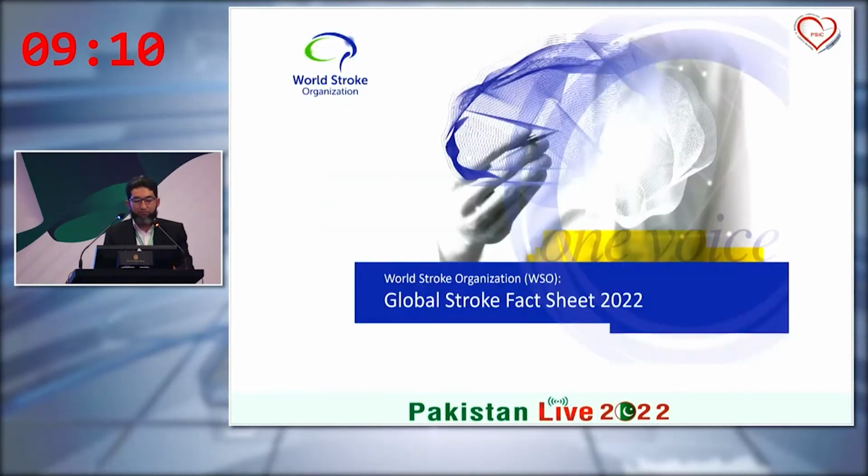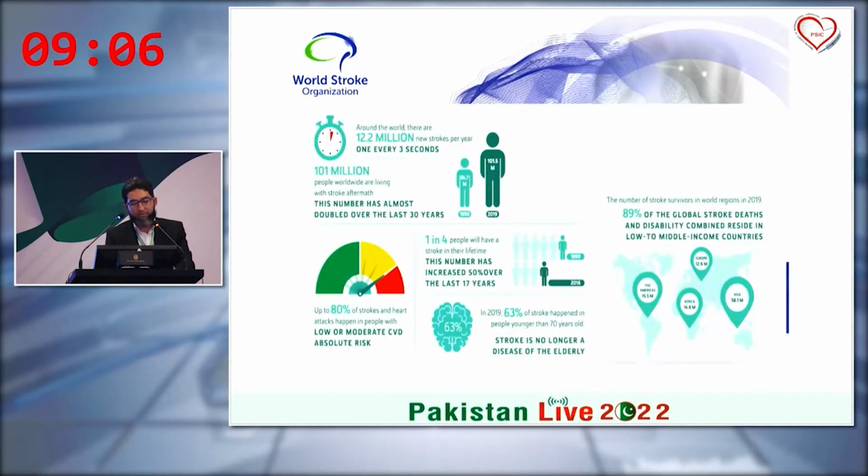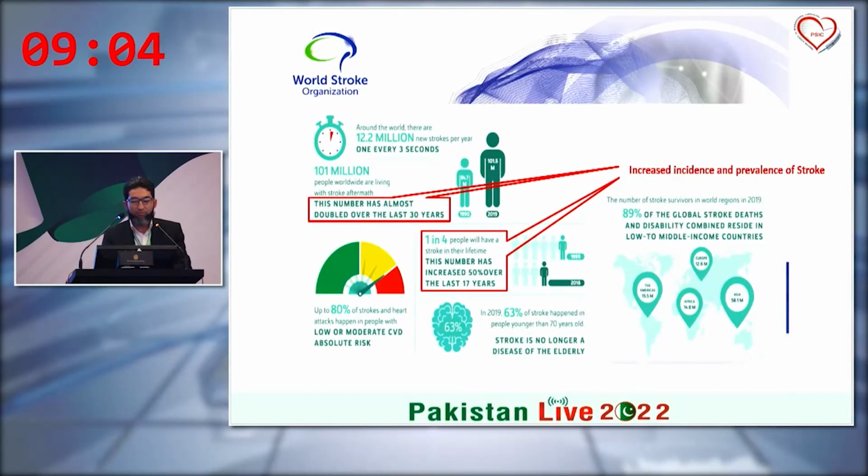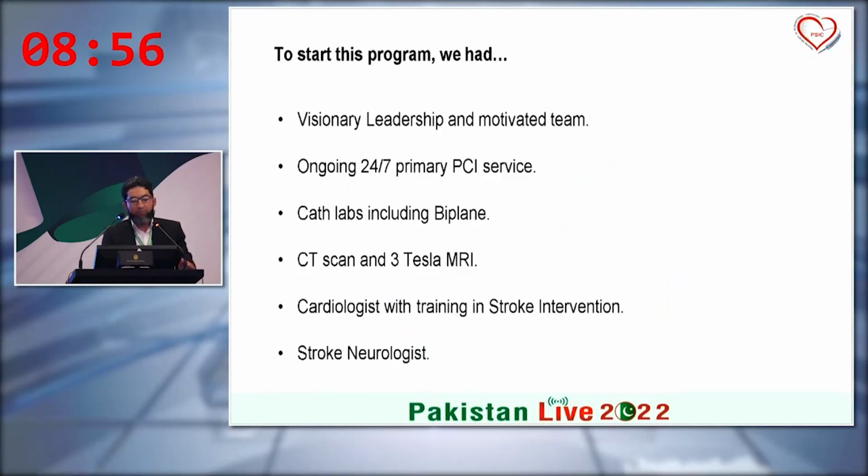I want to share the data of the World Stroke Organization. According to the World Stroke Organization's latest fact book, the incidence and prevalence of stroke has increased over the last few years.